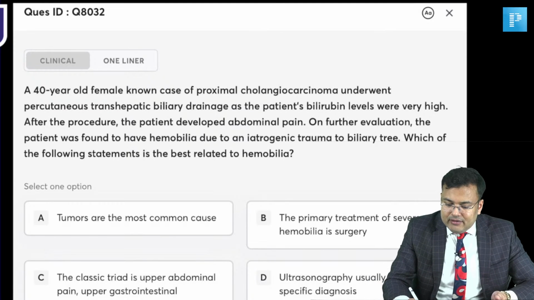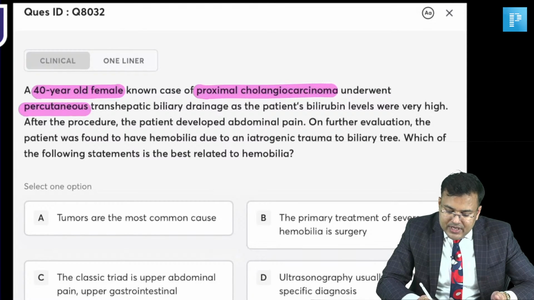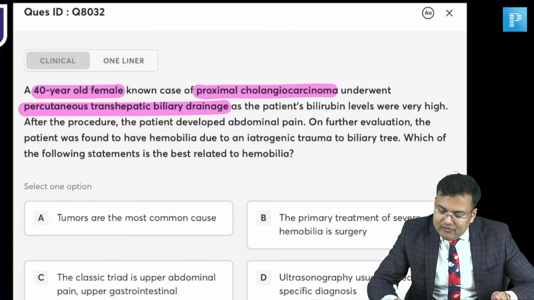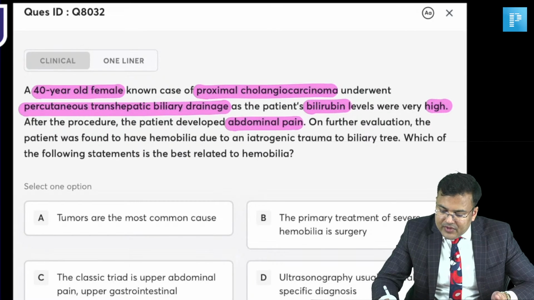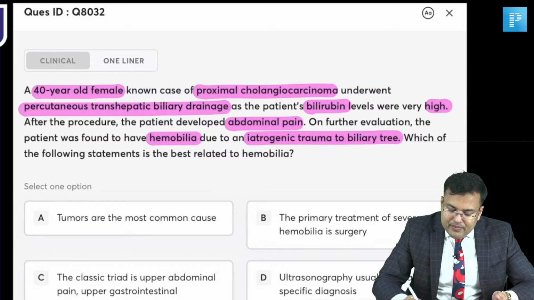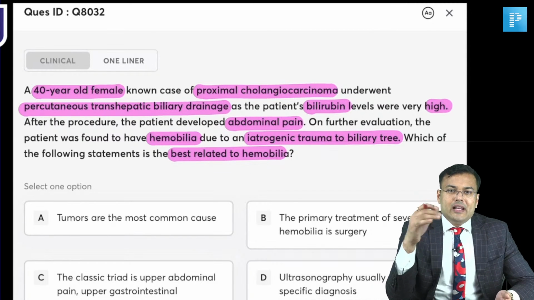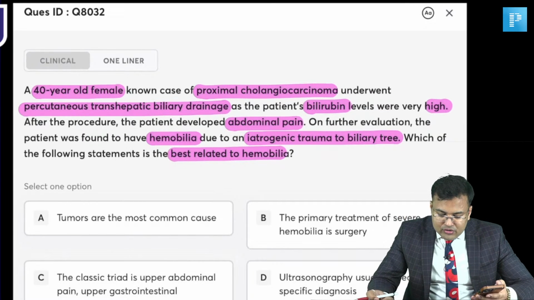Next, guys, is easy question. Tell me what's the correct answer. 40 years old female, known case of proximal cholangiocarcinoma, underwent PTBD, percutaneous transhepatic biliary drainage. Patient's bilirubin level was very high. After the procedure, patient developed abdominal pain. On further evaluation, she was found to have hemophilia because of iatrogenic trauma to the biliary tree. Which of the following statement is best related to hemophilia? Let me tell you guys, answer is also written in the question.